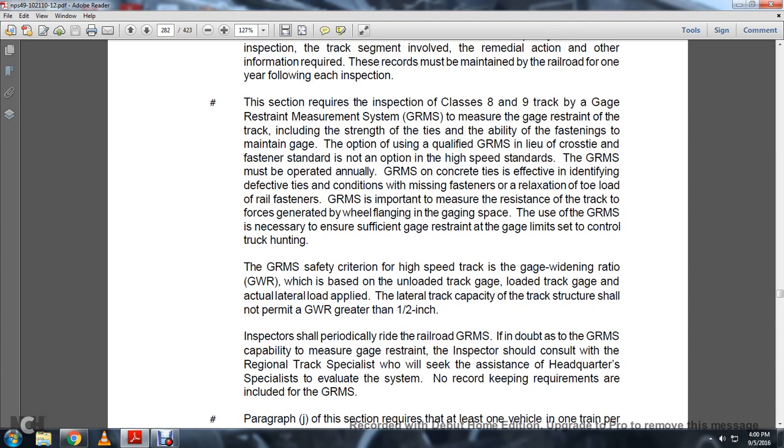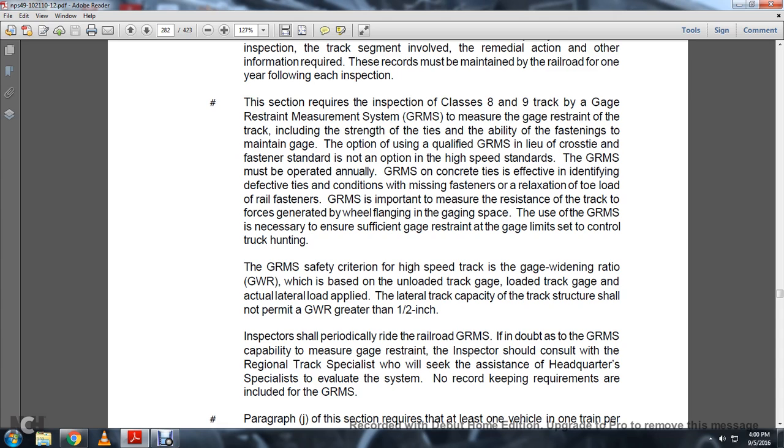The gauge restraint measurement system safety criterion for high-speed track is the gauge widening ratio. The gauge widening ratio is based on an unloaded track gauge compared with loaded track gauge with the actual lateral load applied. The lateral track capacity of the track structure shall not permit a gauge widening greater than 1/2 an inch. The inspector should periodically ride the railroad's gauge restraint measurement system.